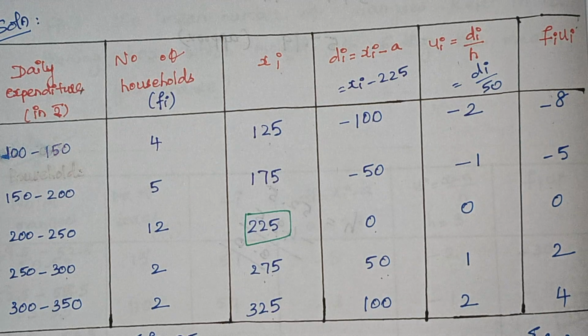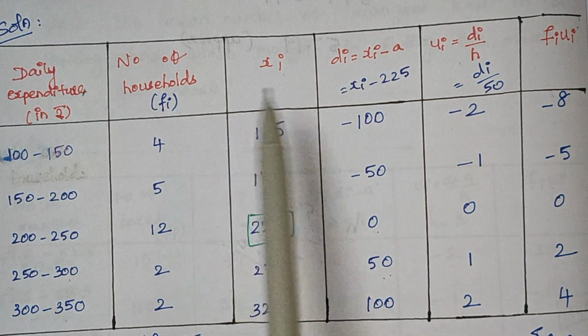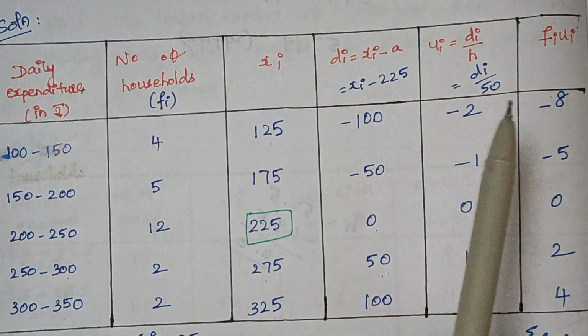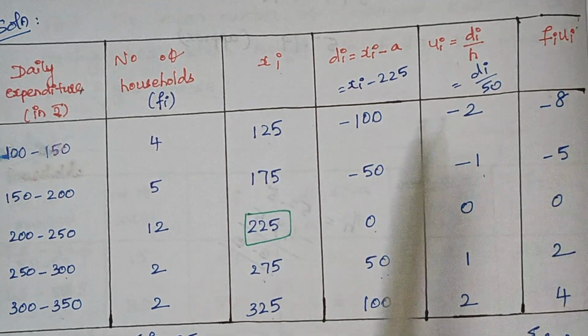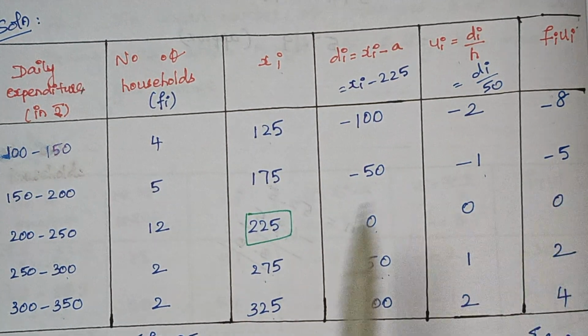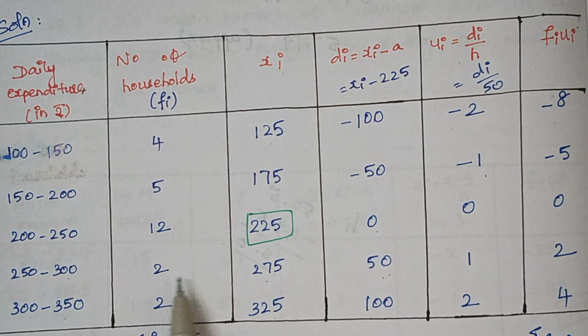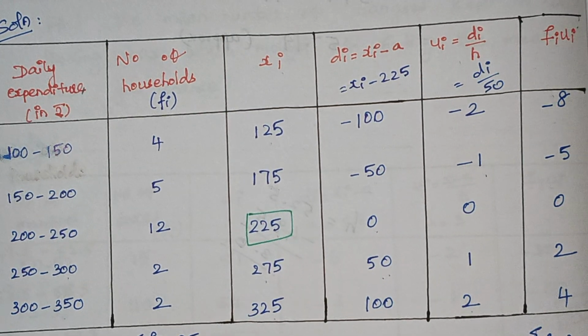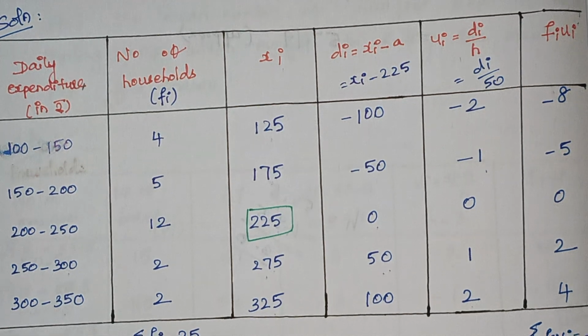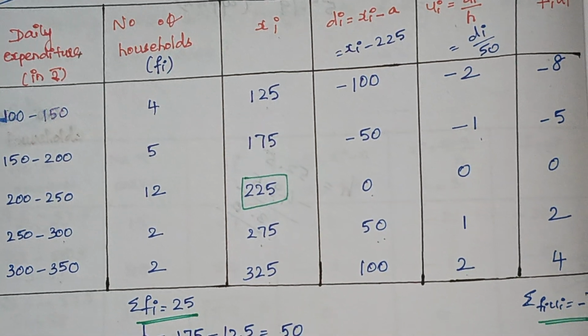The next thing is fi ui. Here we have fi and here is our ui. Just multiply. 4 into minus 2 is minus 8. 5 into minus 1 is minus 5. 12 into 0 is 0. 2 into 1 is 2. 2 twos are 4. The next thing is we have to find the summation of fi ui.